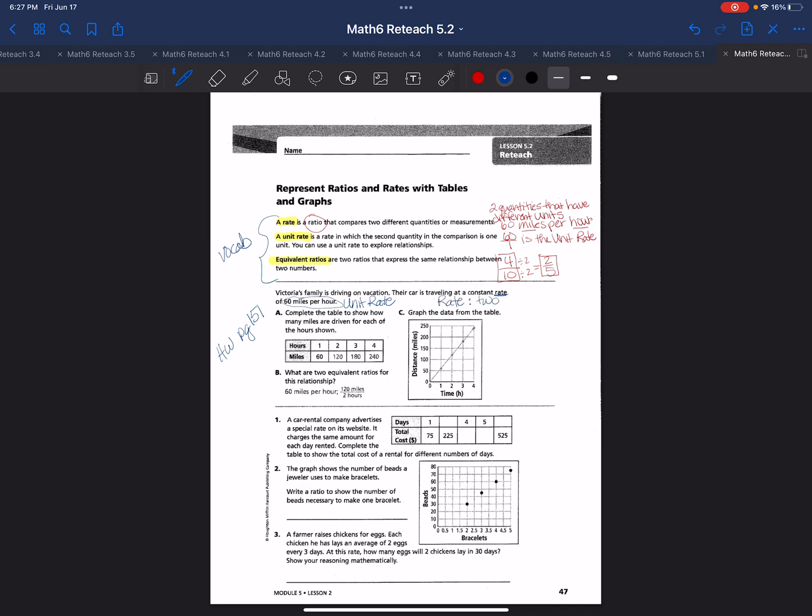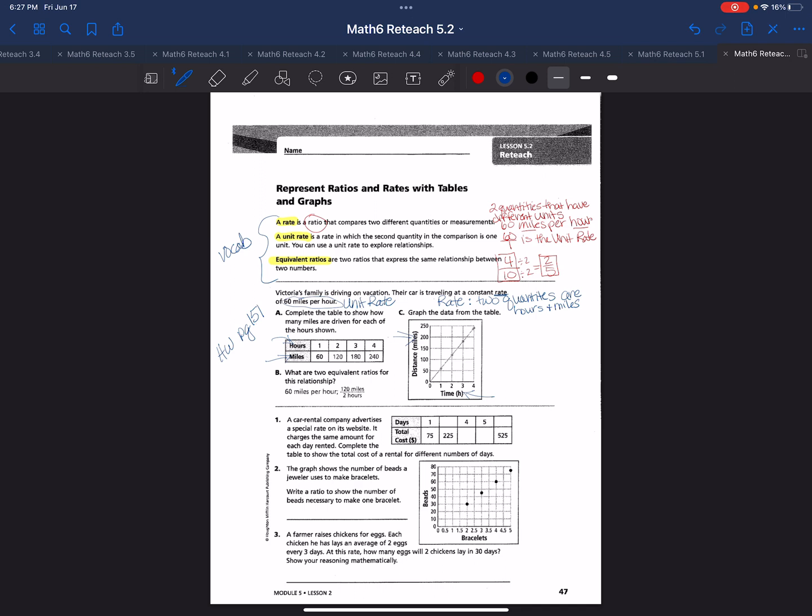So my two quantities in this problem are hours and miles. So if you're looking here in the table, this shows your quantities. If you're looking at a graph, this tells you your quantities. So let's look at the table first.